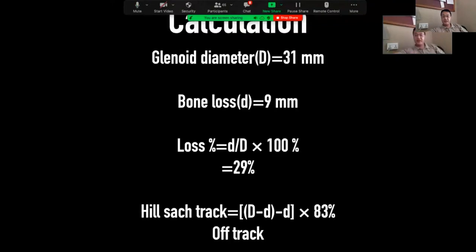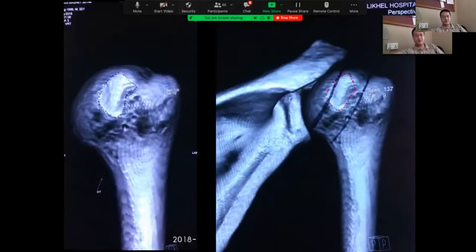It depends on the calculation of the size of your coracoid and the size of your Hill-Sachs. So you need to do a preoperative calculation, as off tracking may be by a very small diameter. You need to measure the size of the Hill-Sachs and the depth of the Hill-Sachs. We need to know that. Then we can see the amount of glenoid bone loss and add the coracoid width, and that's how to go.